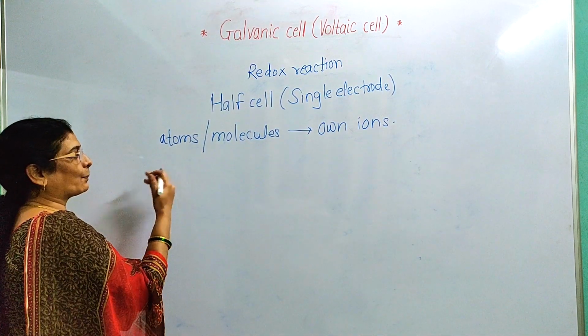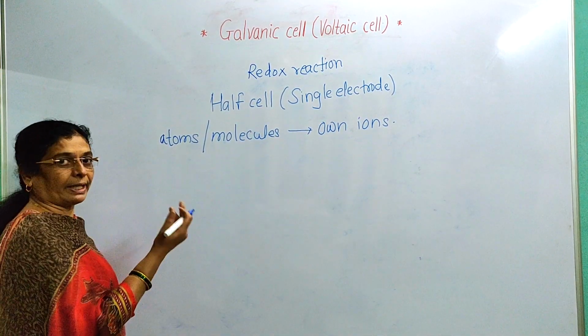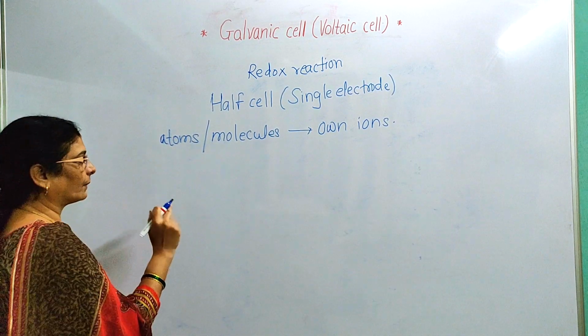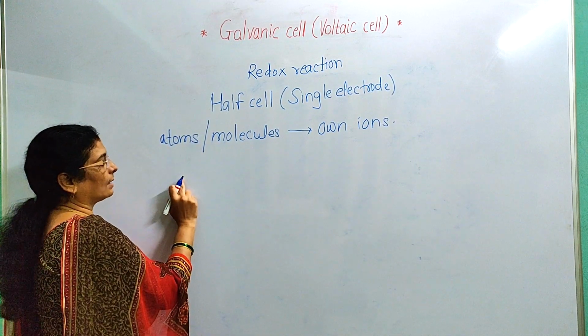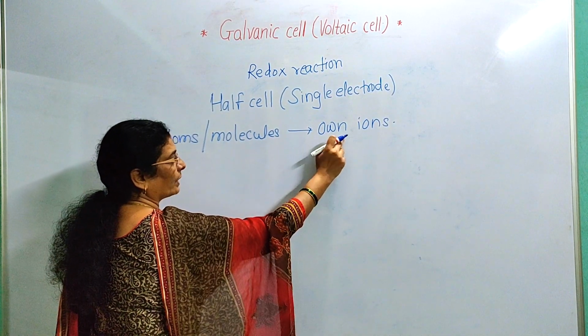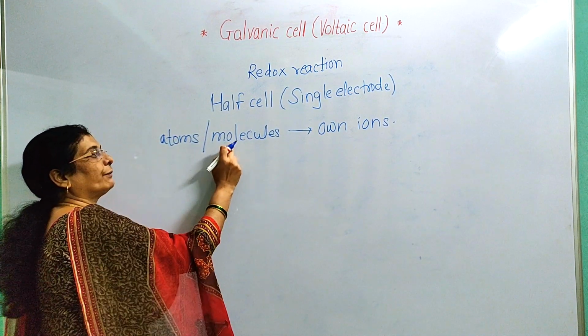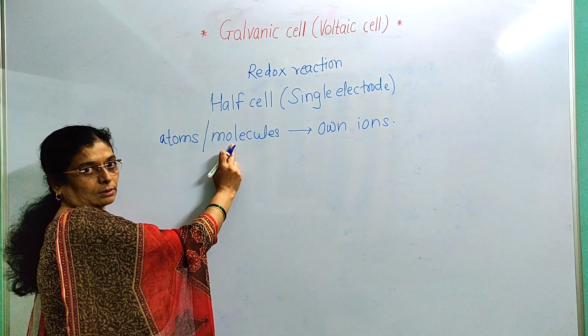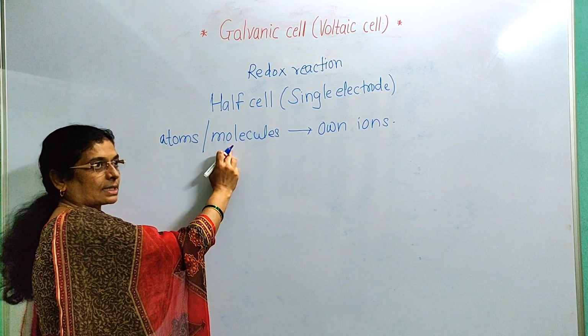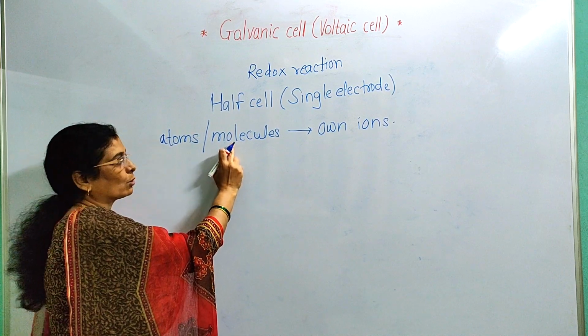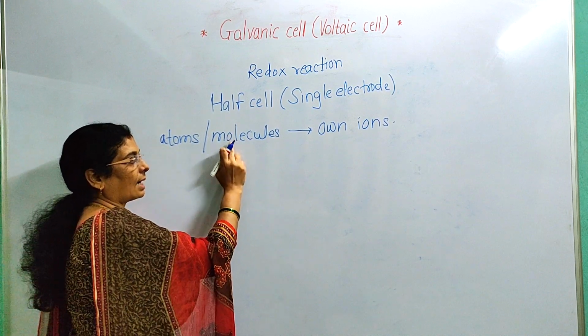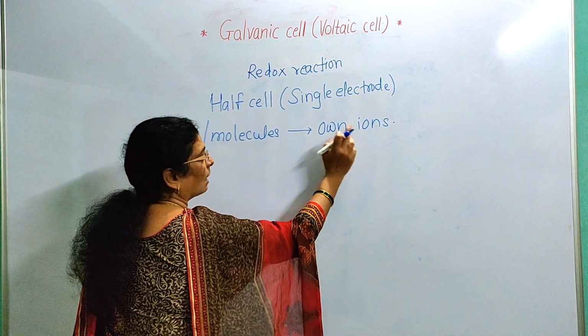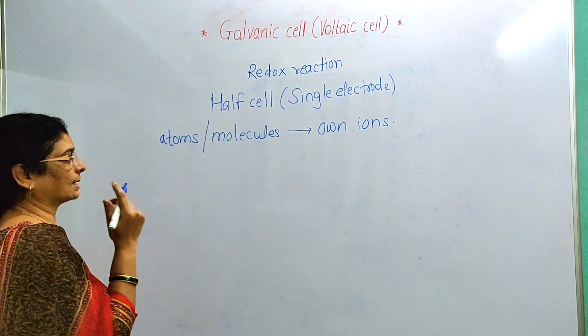For example, suppose we have a metal electrode. If you have to prepare any metal electrode, then the atoms of the metal must be in direct contact with its ions. If we have to prepare a gas electrode, then generally gases are in molecular state, and so the molecules of the gas are in direct contact with its own ions. How, we shall see here.